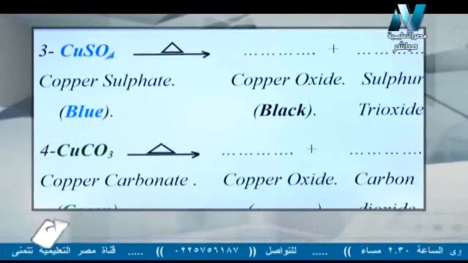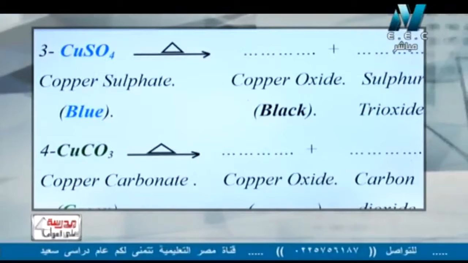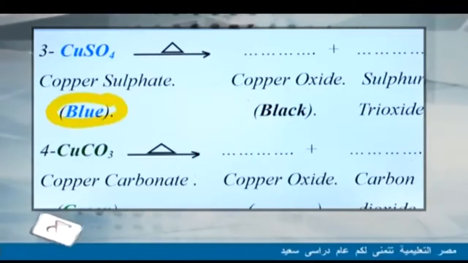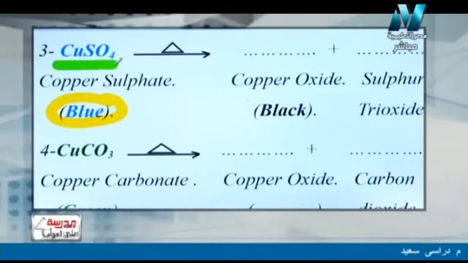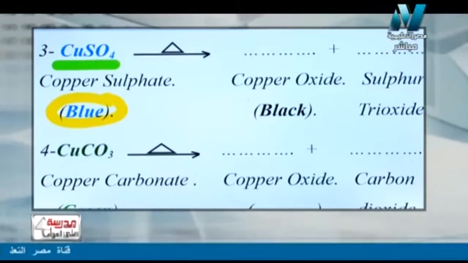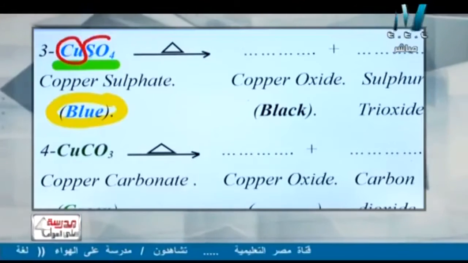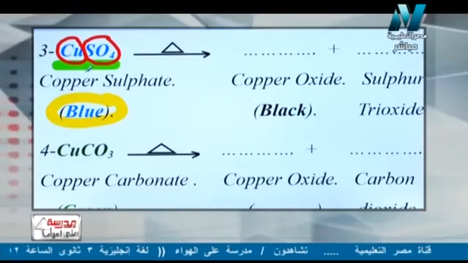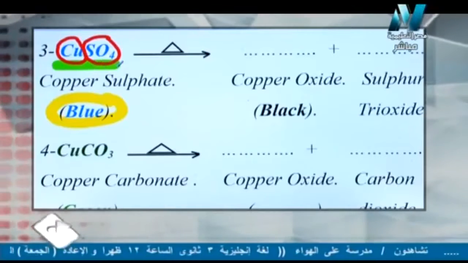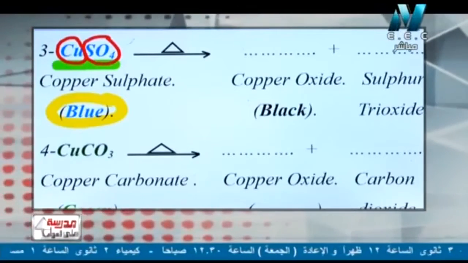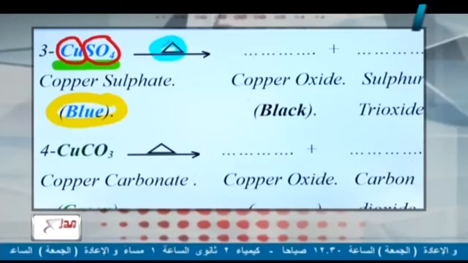We have another example here, number 2, copper sulfate. Copper sulfate, its color is what? Blue color. And its symbol is CuSO4. We know copper, Cu, and sulfate as radical here, SO4. By heating, to decompose by heating, so we have the triangle here.